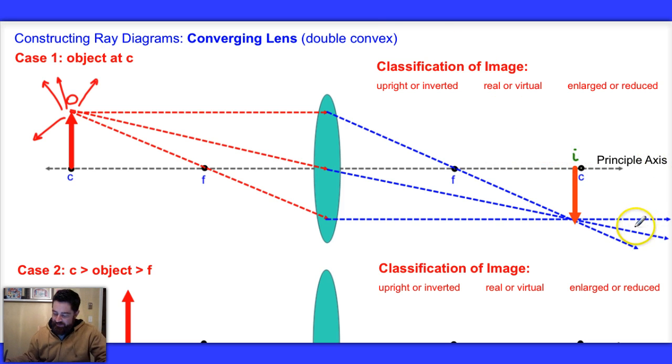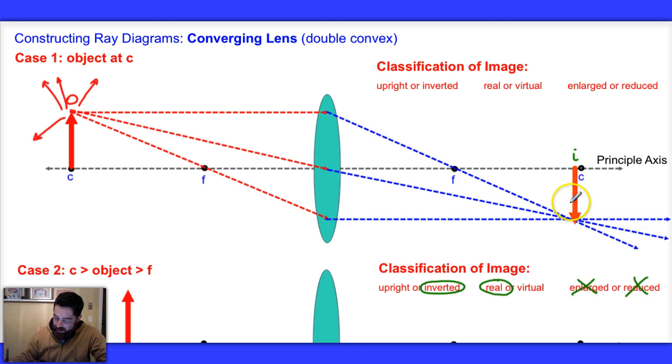Now I need to classify the image. We can see that it is inverted. We can see that it is a real image. The reason that it's real is because these light rays are actually refracting through the lens and actually do project an image. If I were to place some sort of an index card or a screen here at position C, the image would actually be located there. And it's neither enlarged nor reduced. It's the same size as the actual object.